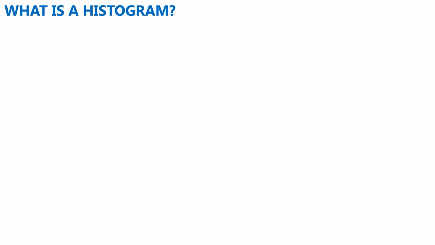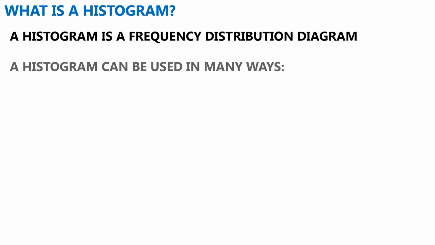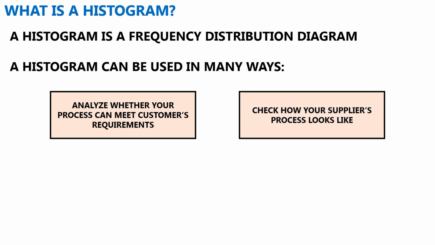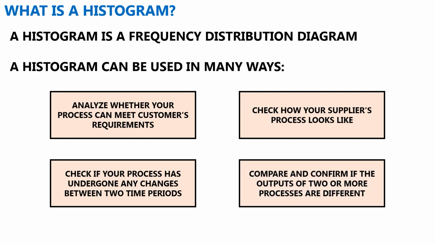What is a histogram? A histogram is a frequency distribution diagram. You can use a histogram in many ways. Some of the ways include using the histogram to analyze whether your process can meet customer requirements, to check how your supplier's process looks like, to check if your process has undergone any changes between 2 time periods, and also to compare and confirm if the outputs of 2 or more processes are different.